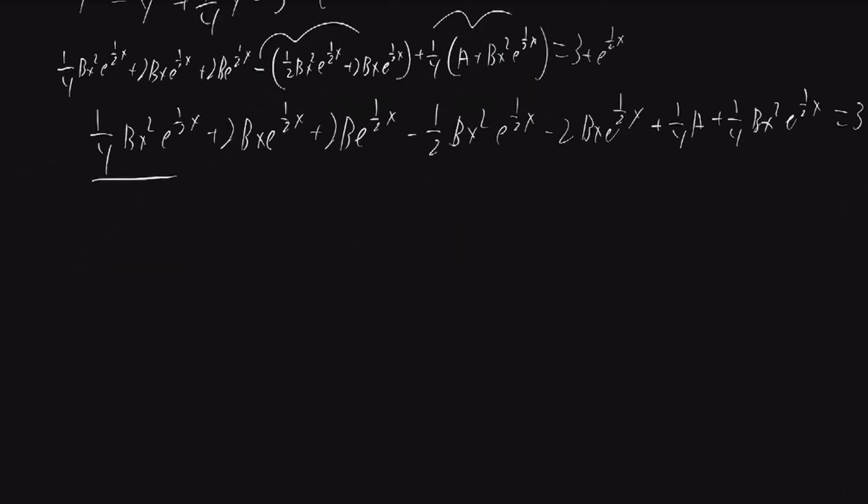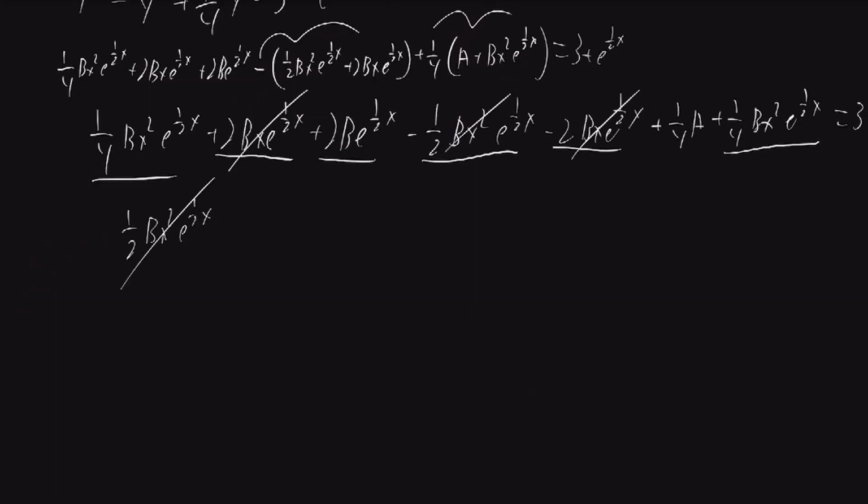This 1/4 b x^2 e^(1/2 x) term will combine with this 1/4 b x^2 e^(1/2 x) term. We'll get 1/2 b x^2 e^(1/2 x), but there's also a minus 1/2 b x^2 e^(1/2 x) term, so these two will cancel. We also have a positive 2bx e^(1/2 x) term, and a minus 2bx e^(1/2 x) term. These two will also cancel.